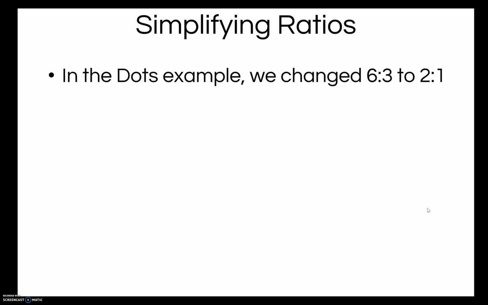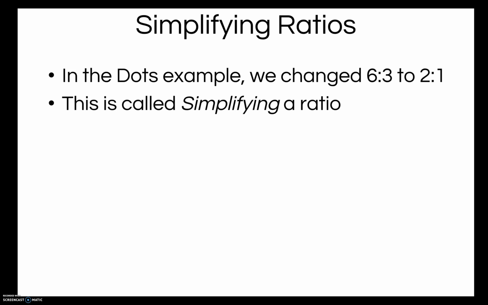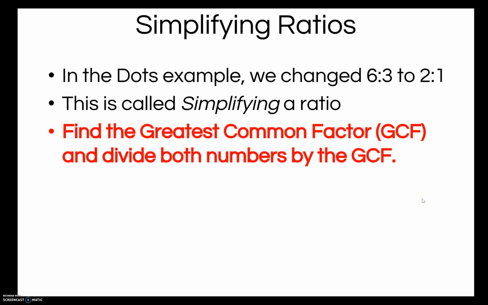In the dots example, we changed 6 to 3, 6 blue to 3 red, to 2 to 1, which is 2 blue to 1 red. This is called simplifying a ratio. In order for us to find and simplify the ratio, we find the greatest common factor and divide both numbers by the greatest common factor. And now I have a poster in my classroom that will show us how to find the greatest common factor.